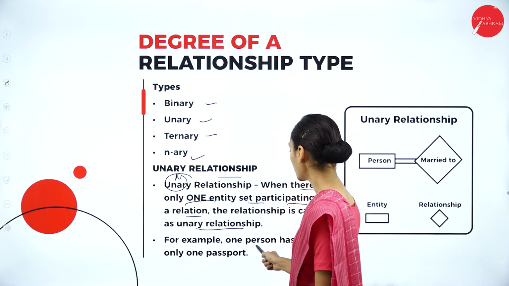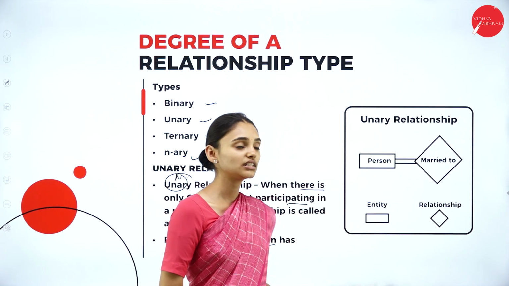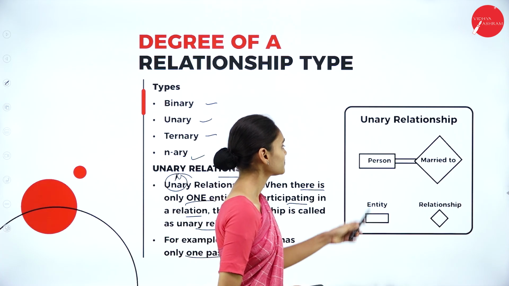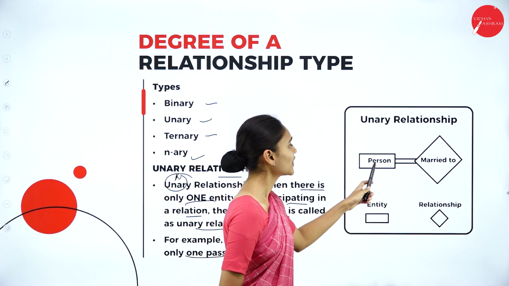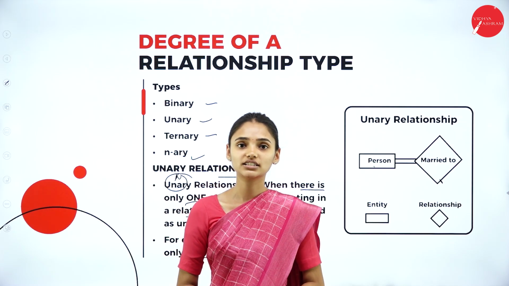For example, one person has only one passport. That is an example for unary relationship. Here we have person married. So that is person got married to one person. That's an example for unary relationship.